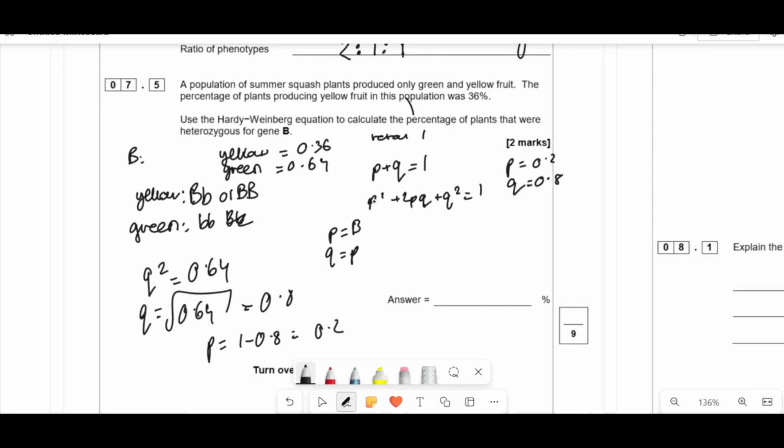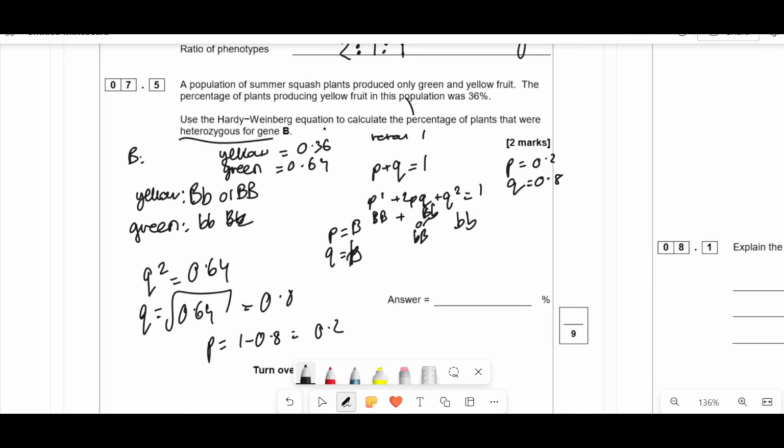Now this equation says P squared, which we said was little p. Sorry, P was big B. So it's going to be BB plus 2PQ, which is going to be big B little b, or little b big B. That's why it's 2PQ, because they're the same. And then Q squared, which is going to be little b, right?